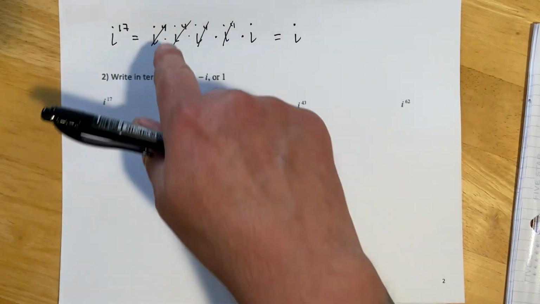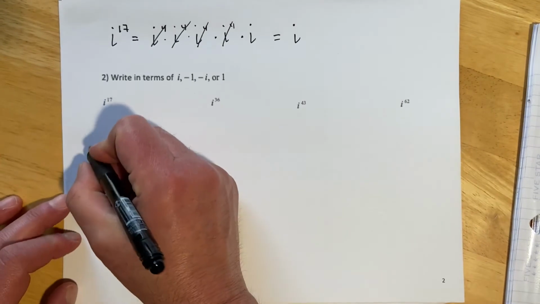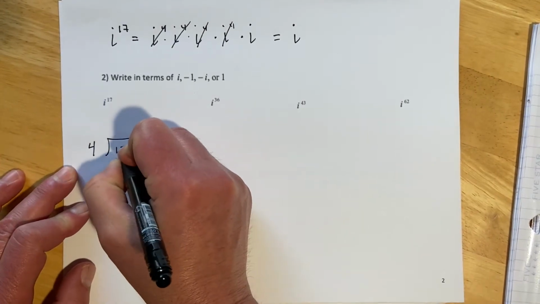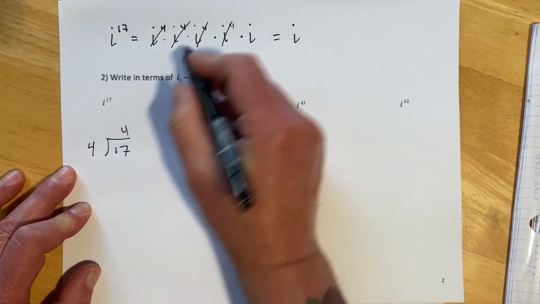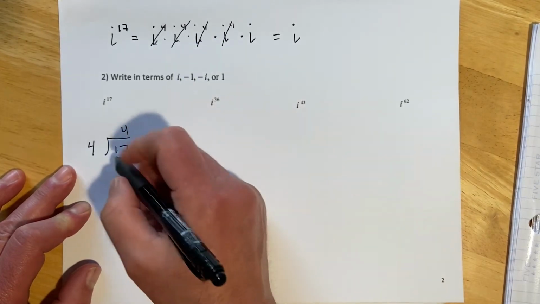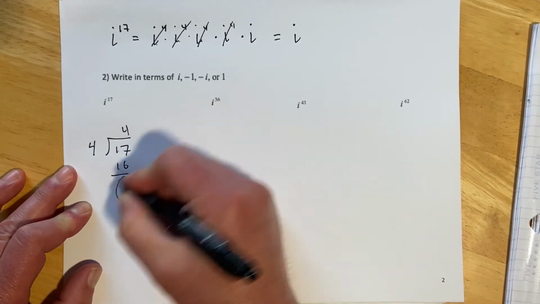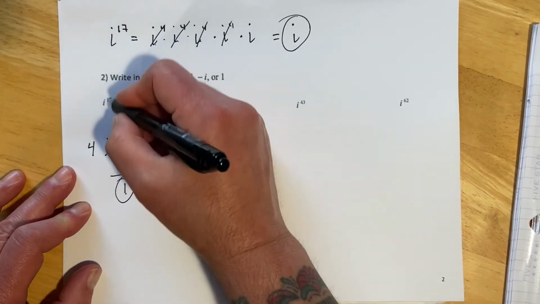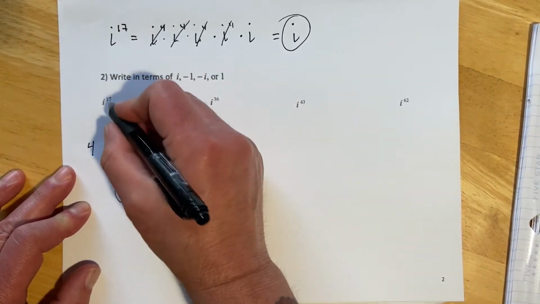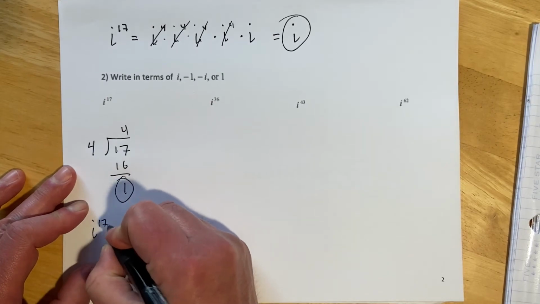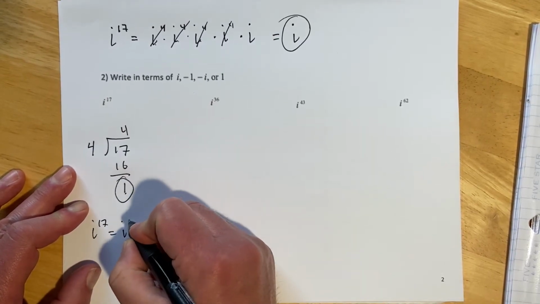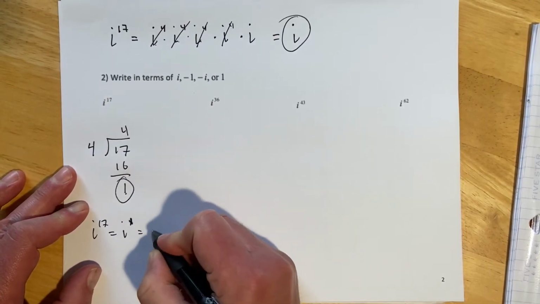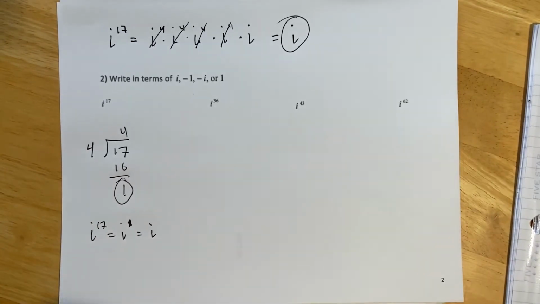The less lame way to do that exact same thing is just to go, 4 goes into 17 four times. That was my 1, 2, 3, 4 pairs. And then 16, with 1 left over, i to the 1st. So the remainder is always what the reduced power will be. So i to the 17th is the same thing as i to the 1st, which is just i.